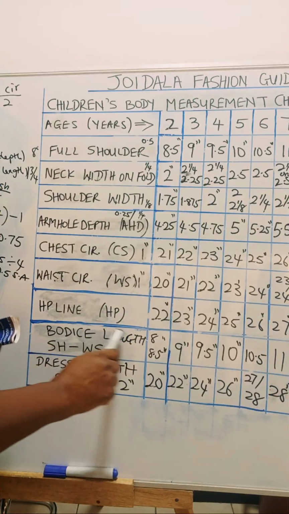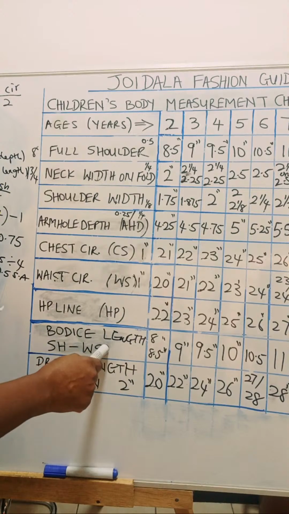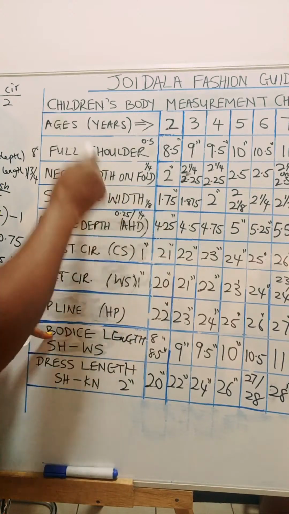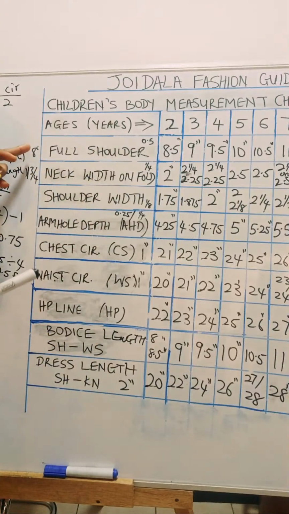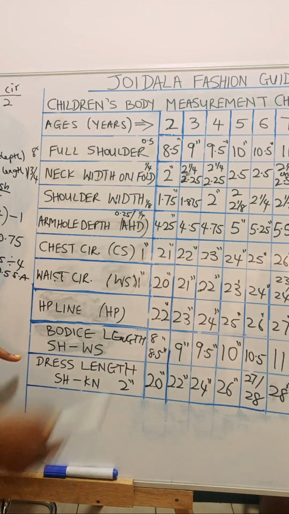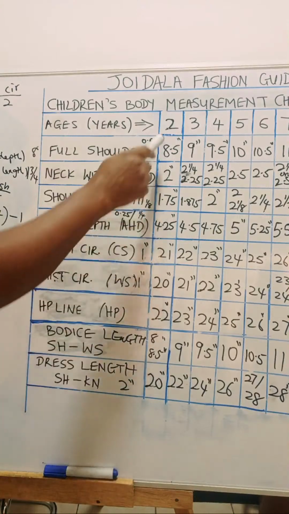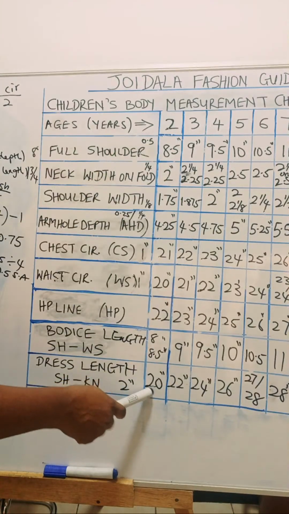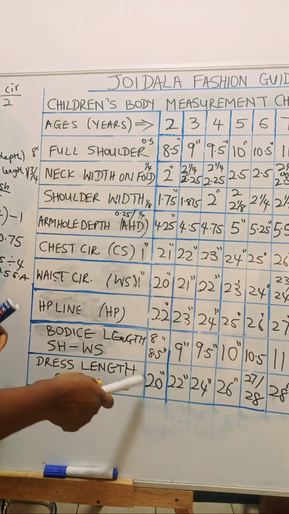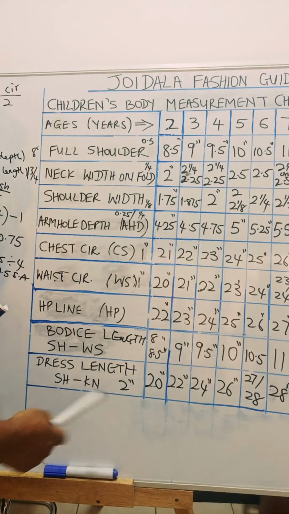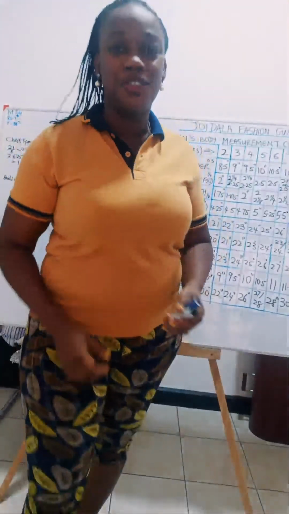And then for the body's length for the 1-year-old, you use the same thing that you use for the full shoulder as the body's length. A 1-year-old will use 8 inches as the full shoulder. It means that the body's length for a 1-year-old will also be 8. And then the dress length for a 2-year-old is 20. I already said that there's an increase of 2 inches. So to get the one for 1 year, just subtract 2 from 20, and that will give you 18. So that is how to create a body measurement chart for children.